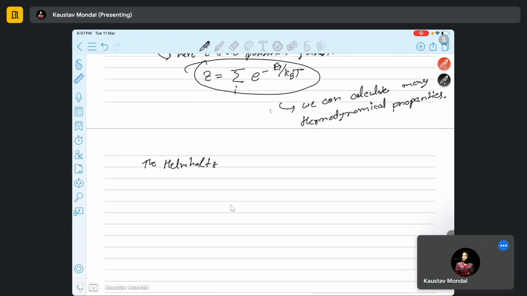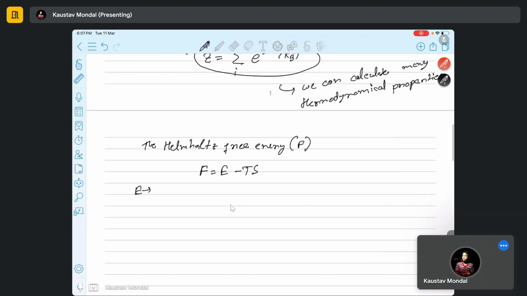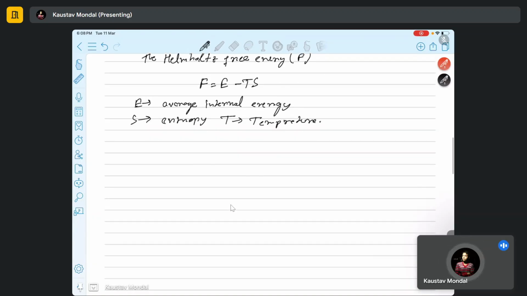The Helmholtz free energy is defined as F. The expression of F is F equal to E minus TS, where E is basically the average internal energy, S is the entropy and T is the temperature. That you already know. This is basically the expression of free energy in equilibrium.